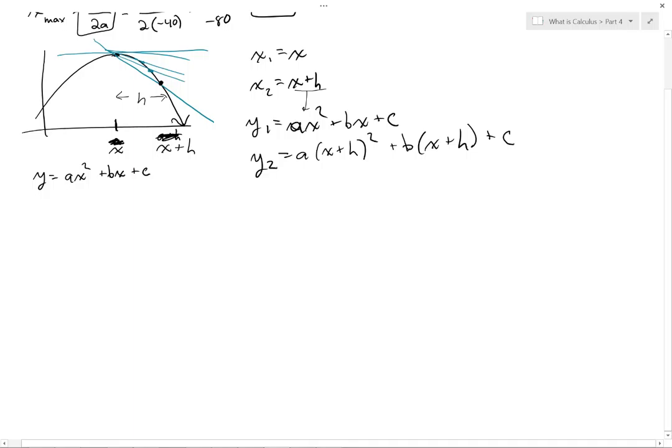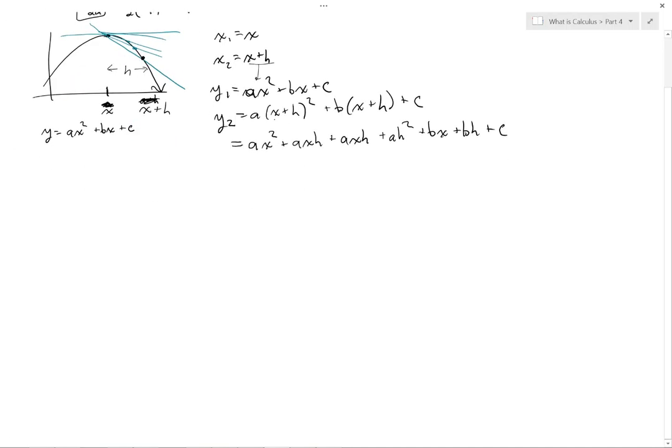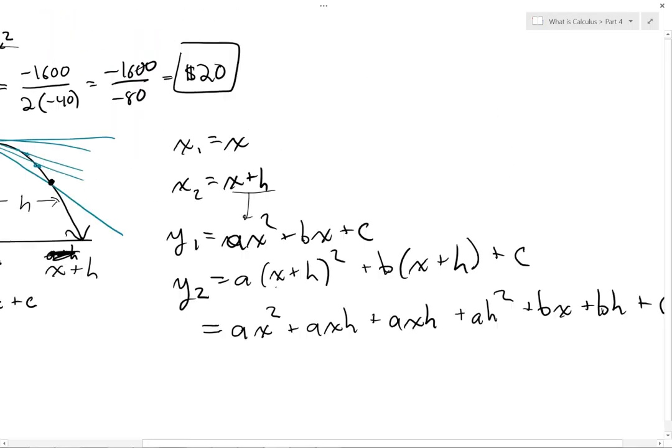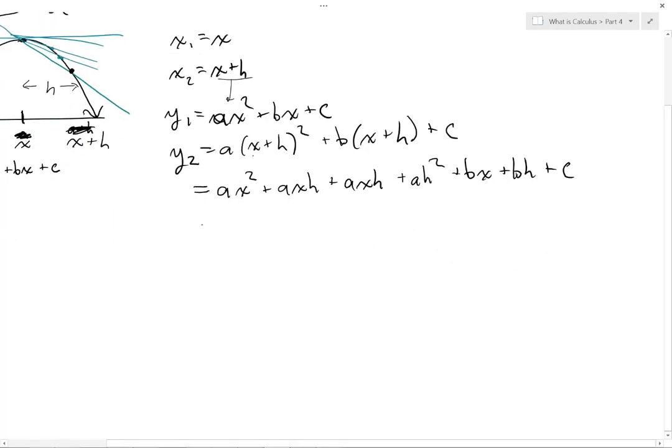And let's multiply this out a little bit. So x times x, that's going to be ax squared, plus xh, another xh, and h squared, which we have to distribute the a to. And we can simplify this a little bit further.